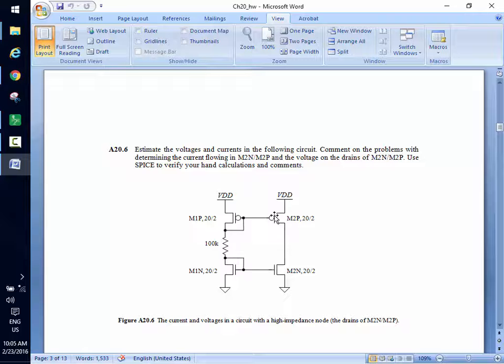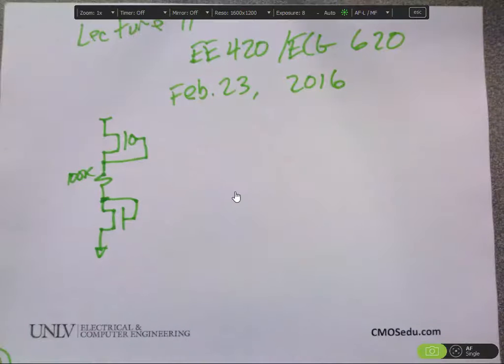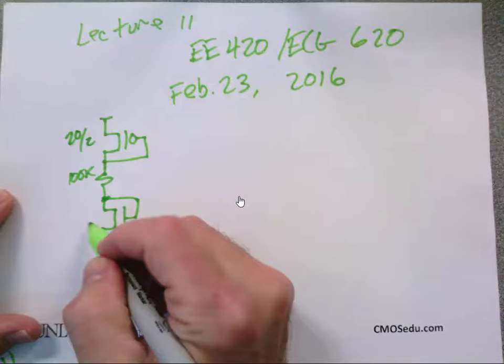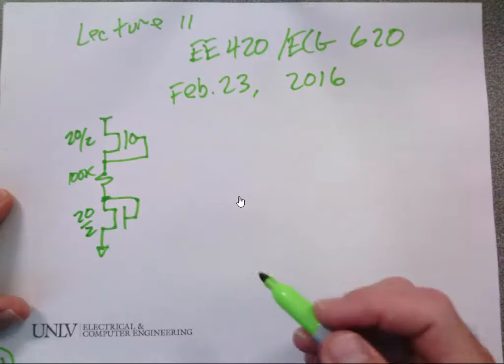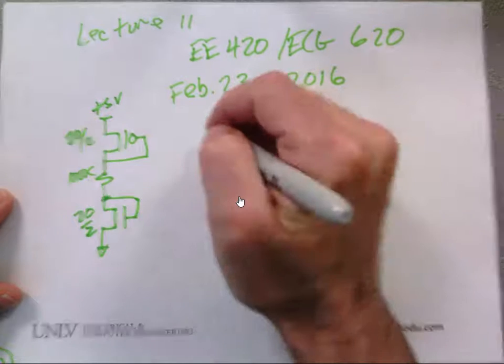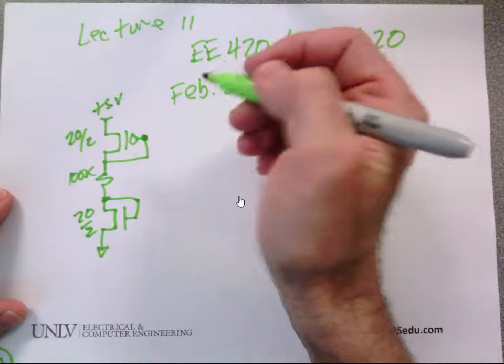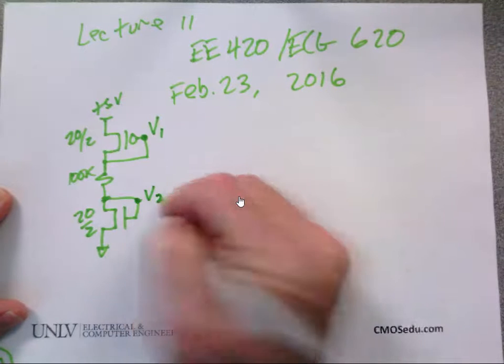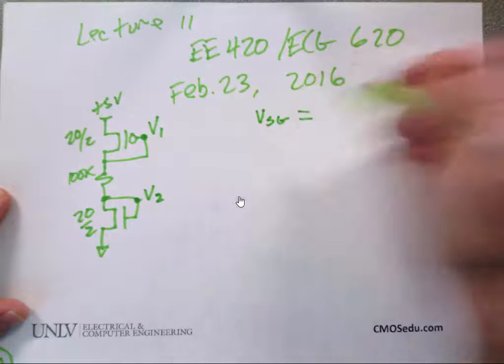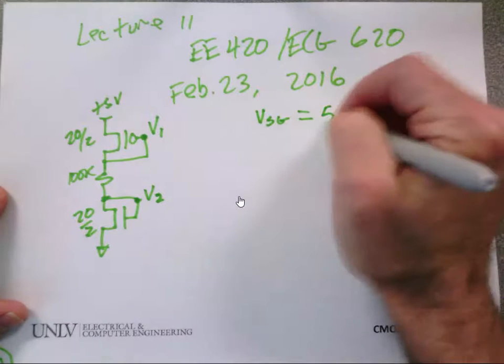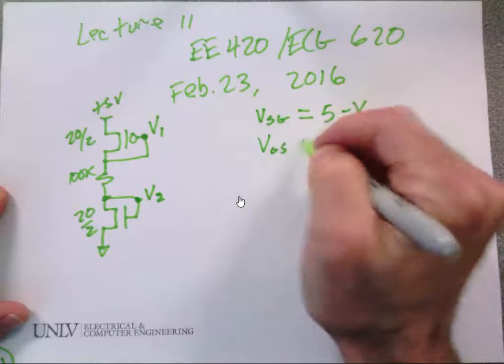All right, so let's do this problem. I'm looking at the schematic, so nothing interesting yet. You're going to have to remind me, this was a 20 by 2, and what was this one? And it's the 1 micron process. So we get, I'm going to call this voltage here, let's be different than what I wrote in the email. Let's call it V1 and V2. So just a sanity check for myself, what is VSG equal to? And what is VGS equal to?